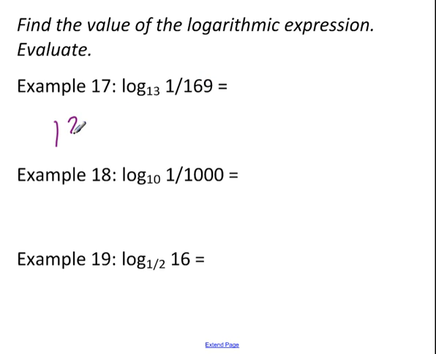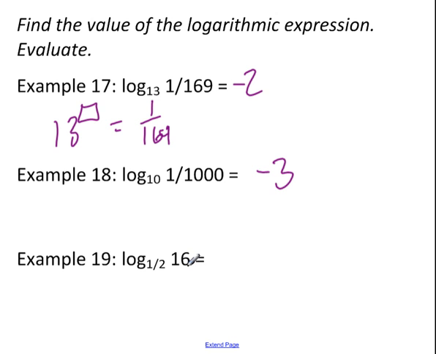So 13 to what power is going to equal 1 over 169? Well, I know 13 squared is the 169, but since it's on the bottom, we're going to put a negative there. Whenever you see fractions kind of going back and forth, that's always going to get you your negative numbers. 10 cubed is 1,000, so 10 to the negative 3 is going to be 1 over 1,000.